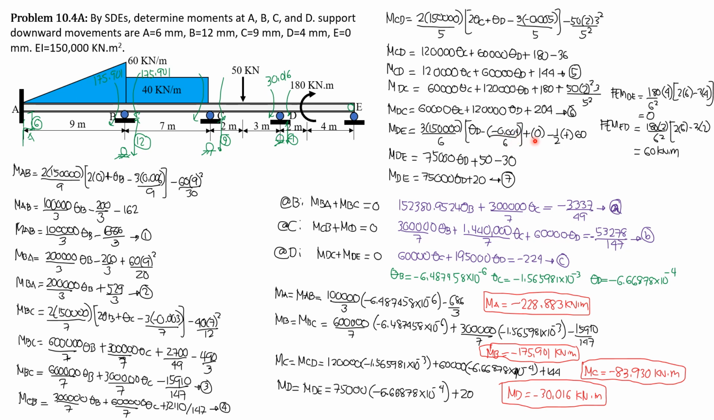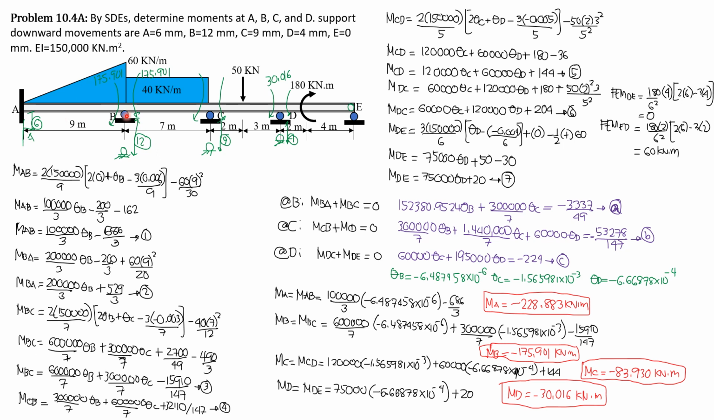Fixed moment at D is 0, then minus 1/2 of the fixed moment at the far end E, which is positive 60. So therefore, the side sway moment, so 75,000 theta D plus side sway moment 50, then this is minus 60, so minus 30. Minus 1/2 of 60, so minus 30. Moment DE, therefore, is 75,000 theta D plus 20. Call that equation 7.